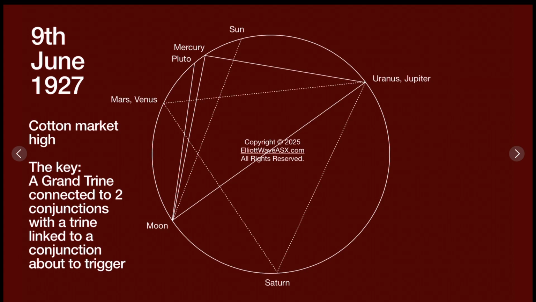So if we look at a schematic of those aspects for the 9th of June 1927, we've got a grand trine with a conjunction that's linked to Mercury and Pluto, which is also just coming in to a conjunction. And we've also got a classic Gann setup just about to trigger, which is a trine linked to a conjunction.